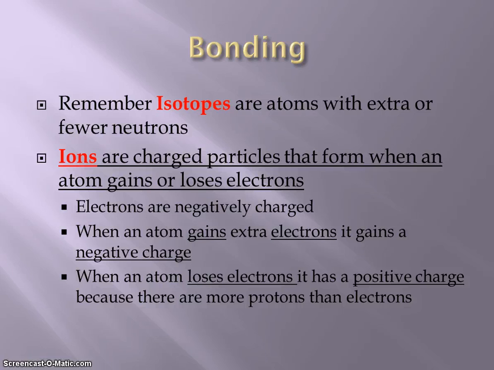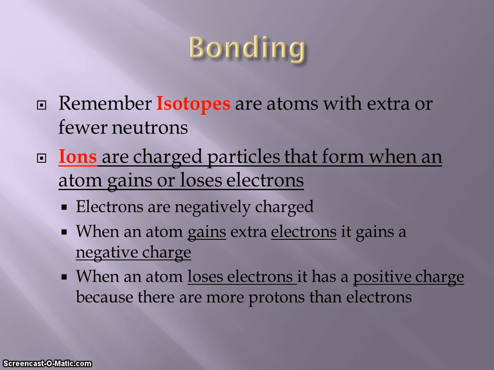All right, so now it's important to talk about bonding. How do we create these molecules? We need to remember isotopes are atoms that have fewer or greater numbers of neutrons than they generally should. Ions are similar to that, only now we're talking about having more or fewer electrons, which is more important because electrons actually have a charge. Having more or fewer neutrons does not change the charge of that atom, but ions, the gaining or losing of electrons, does change the charge, right?